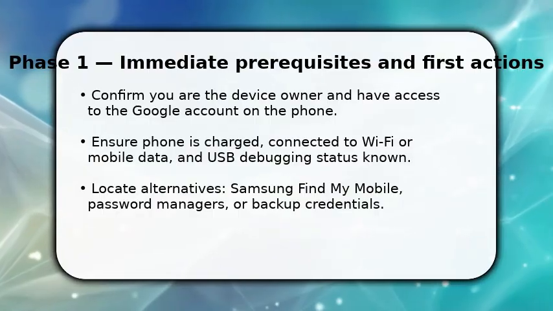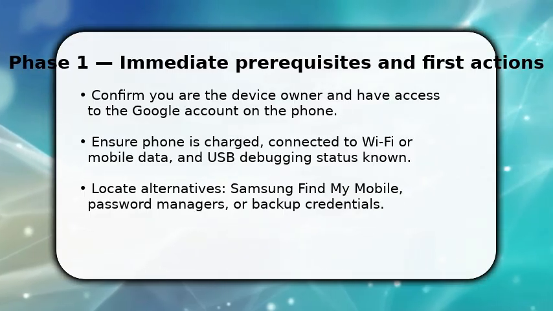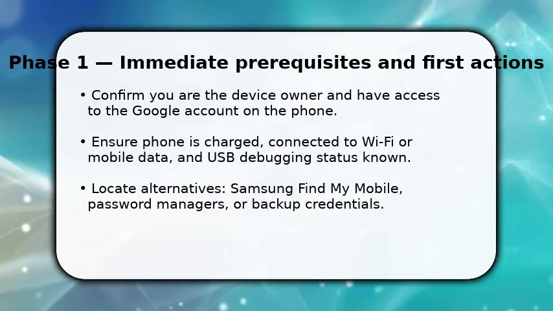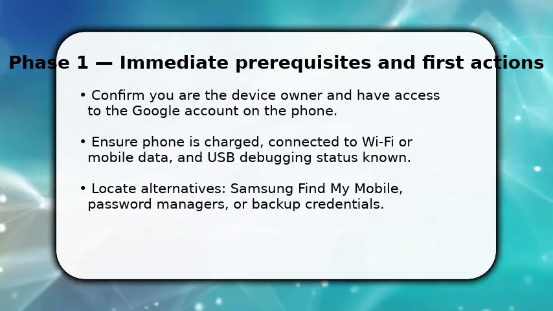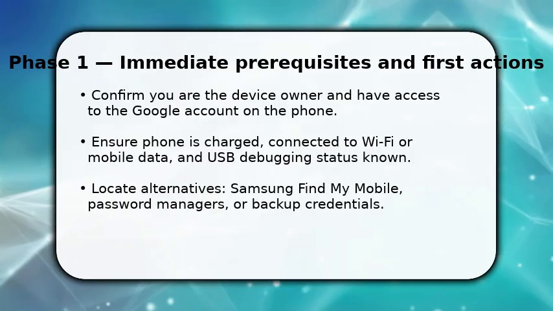You start by confirming ownership and the linked Google account. This matters because most recovery paths rely on account access. Once done, make sure the phone has power and connectivity, and check whether USB debugging was enabled earlier. That unlocks safe, advanced options.